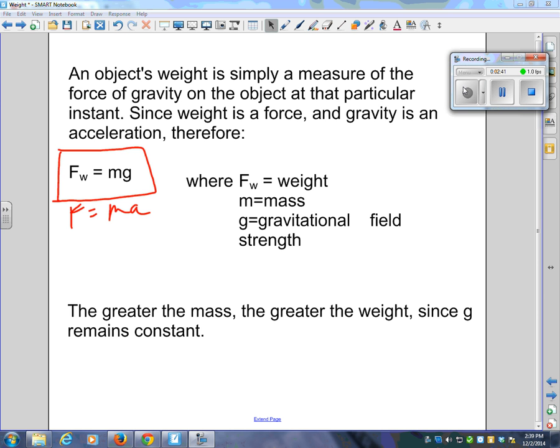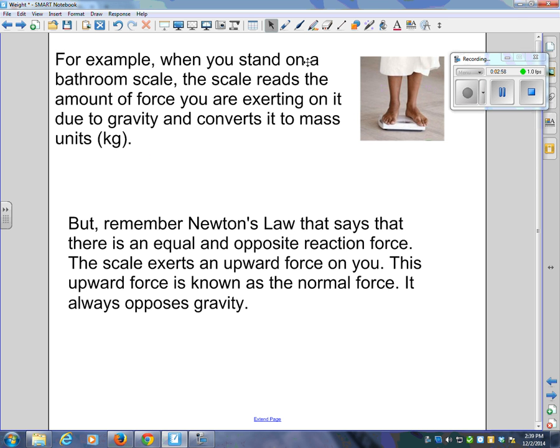Greater the mass, the greater the weight, since g remains constant. More or less, gravity is 9.8 everywhere on Earth. Now, maybe tomorrow you might discover that gravity is less here in Dauphin. No. Acceleration is negative 9.8 m/s squared. For example, when you stand on a bathroom scale, the scale reads the amount of force that you are exerting on it due to gravity and converts it to mass units.